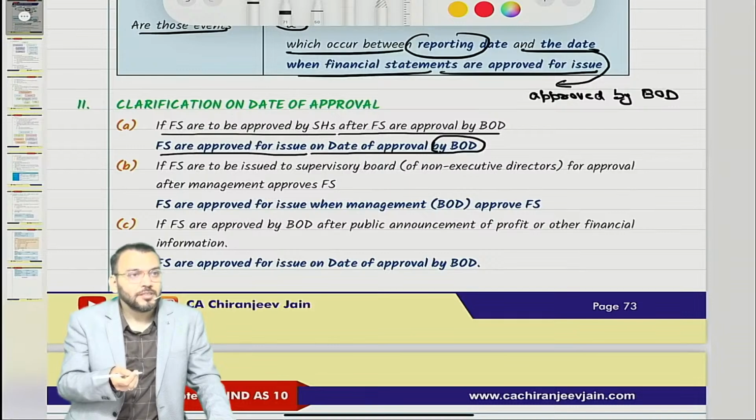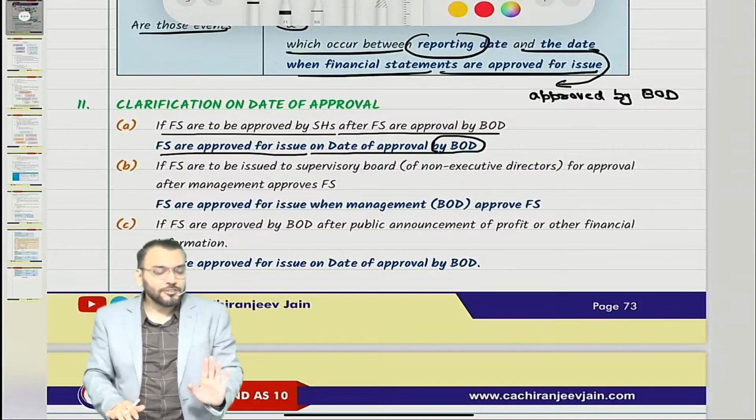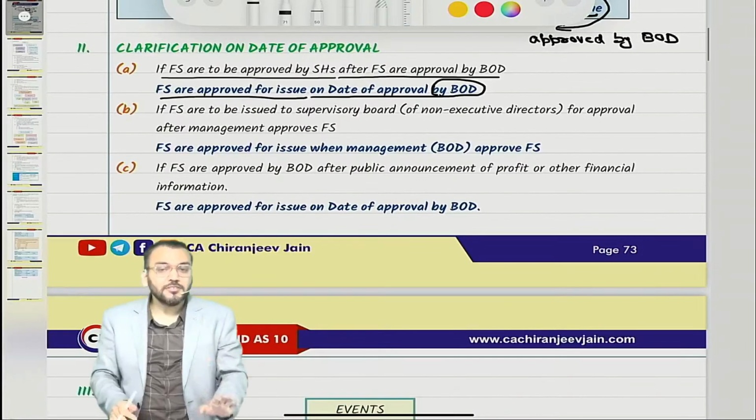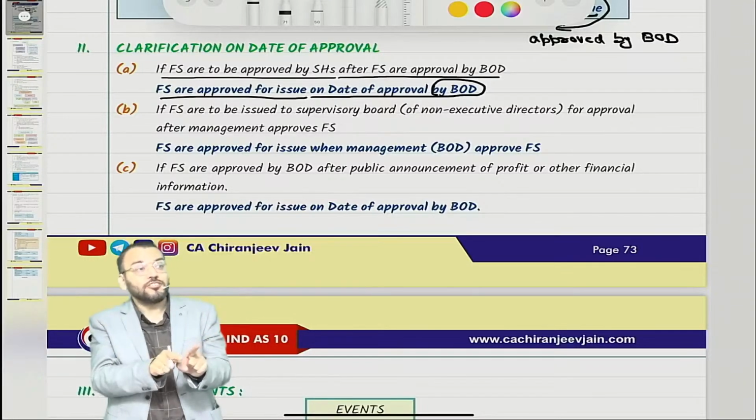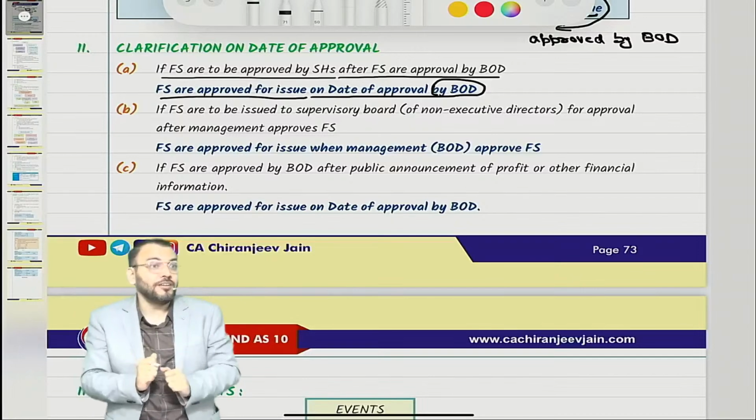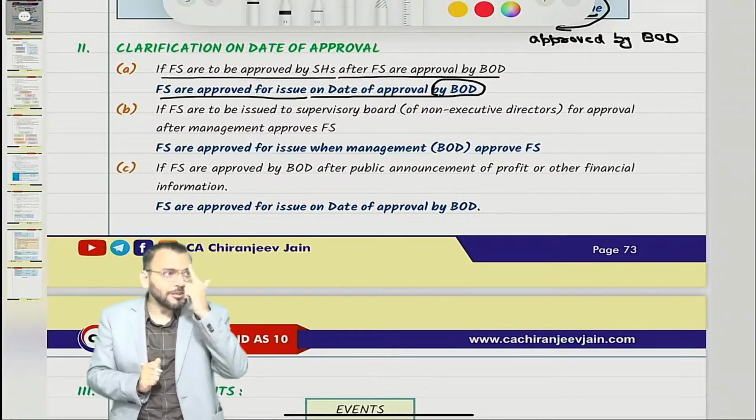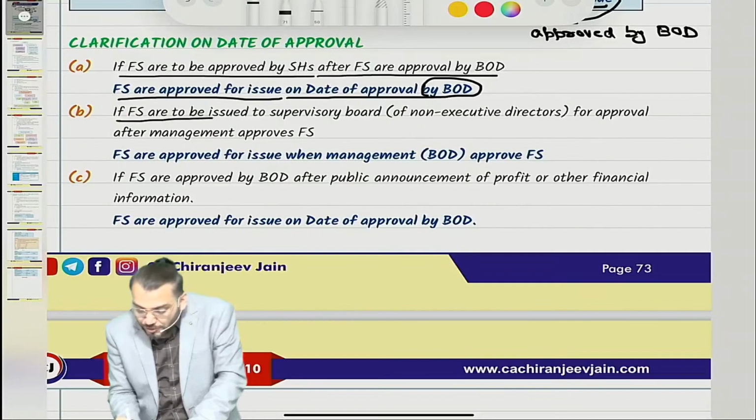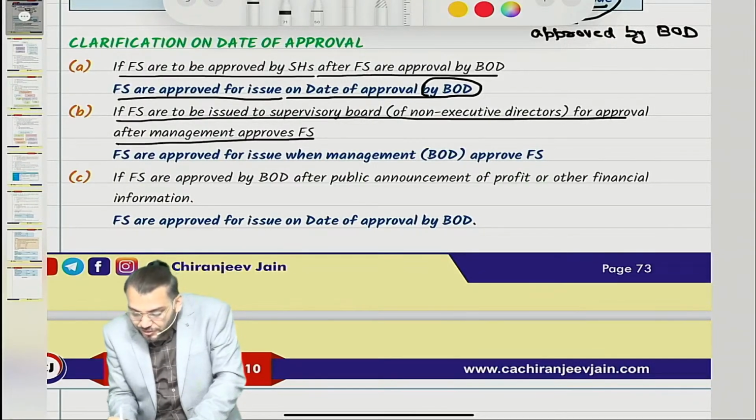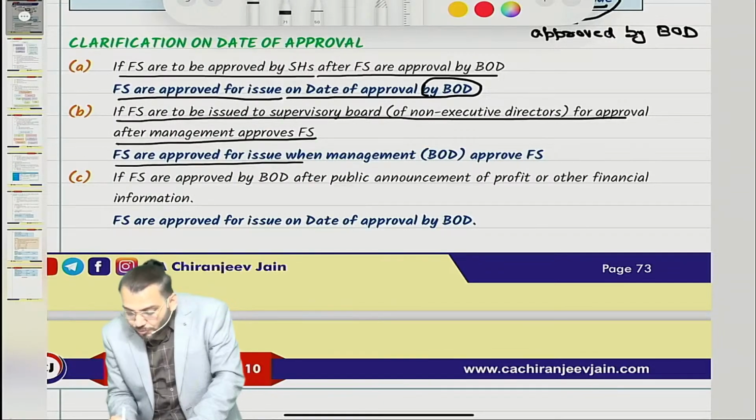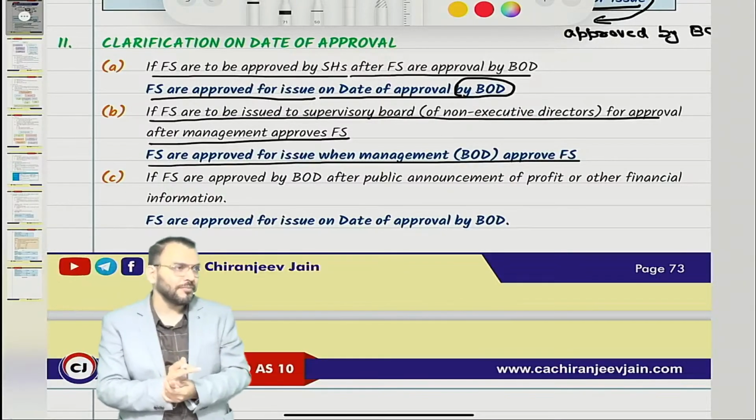Tell me. Board of directors, supervisory board. In any case, it is the board of directors only. This is the clarification given. Don't become upset. Are you getting what I am saying? If I do not cover this type of points in class, in the exam it can be dangerous because they will create a story in such a way that you will be confused. Acha, the supervisory board is more important because the bank has appointed it to investigate frauds. Are you able to understand what I am saying? So if financial statements are to be issued after approval by a supervisory board of non-executive directors after management has approved them, the financial statements are approved for issue when management approved them. Clarification understood? Third clarification.